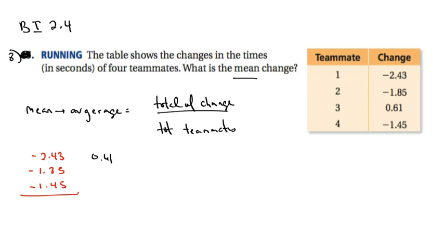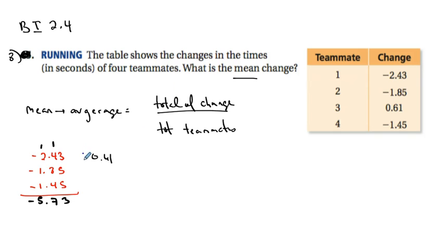So I'm going to add up all my negative numbers here. I got 3, 5, and 5. That's 13. Carry the 1. 8 and 4 is 12. 12 plus 4 is 16. Plus 1 is 17. Carry the 1. 2, 3, 4, 5. So I got negative 5.73 here.